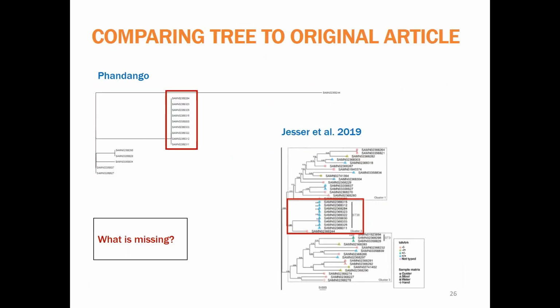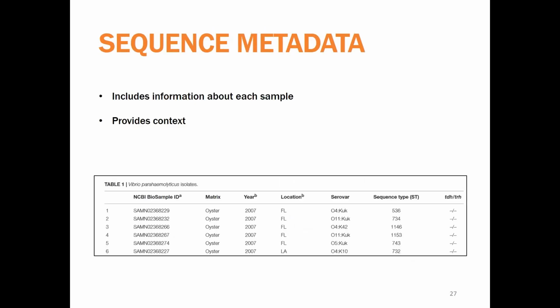So if we look at the tree that we created compared to the original article, obviously it's not the same because we didn't use as many sequences as the author, just so they would go a bit faster. But we do see that main cluster, and then we do see a few other branches. So that's great. But what we're still missing is the sequence metadata.